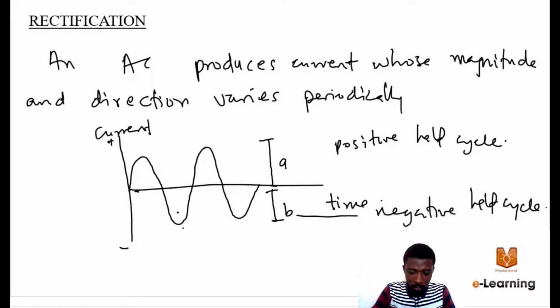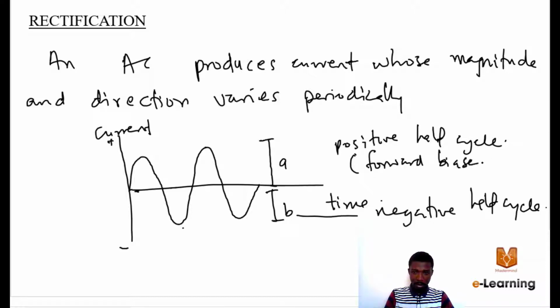That's for an AC. When an AC is applied to a PN junction diode during the positive half cycle, the diode is forward biased, allows current to pass through it. However, during the negative half cycle, the PN junction is reverse biased and does not allow current through it. So at the positive half cycle, the diode is forward biased, and in the negative half cycle, it is reverse biased.